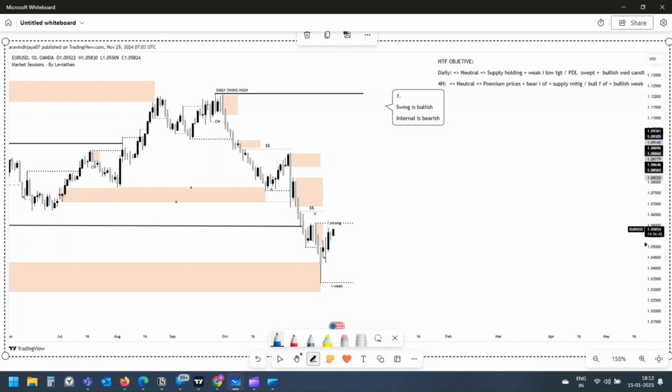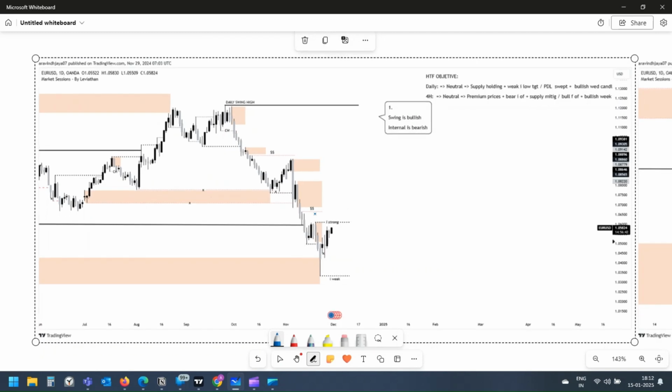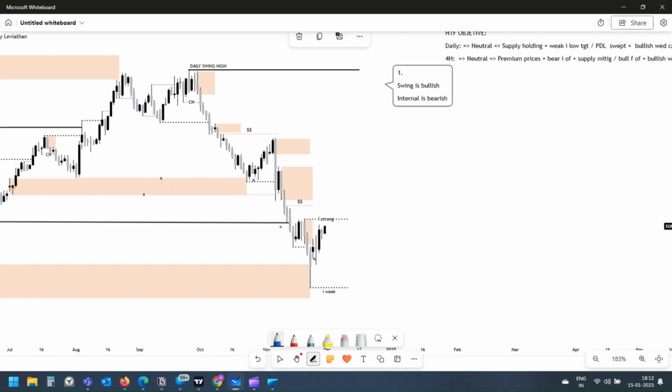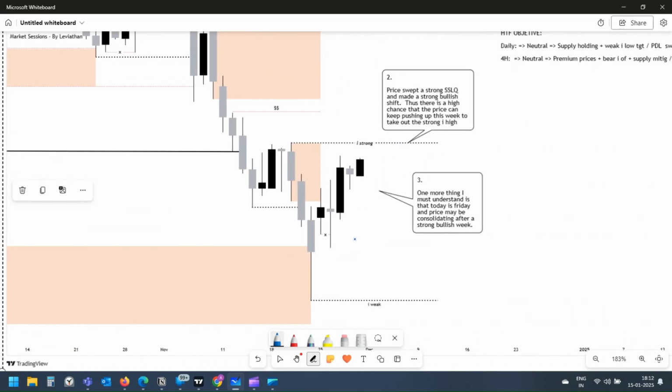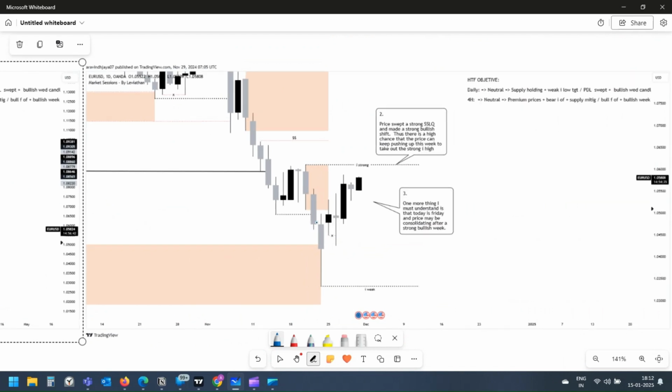Starting off with EU from the daily perspective, the swing structure is bearish. The internal is also bearish. Zooming in, you can see that the price has swept the sell side liquidity and has made multiple mitigations into the daily supply, which might indicate that this supply might fail and this strong internal high can be taken out. Why? Price has mitigated a strong daily demand with a strong rejection, and with the sell side liquidity sweep, I can expect the price to push further up to take out the strong internal high.